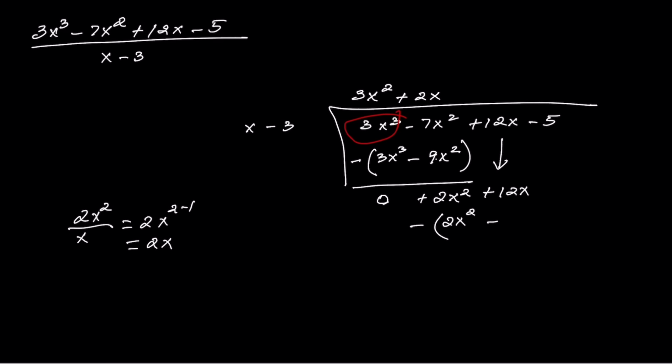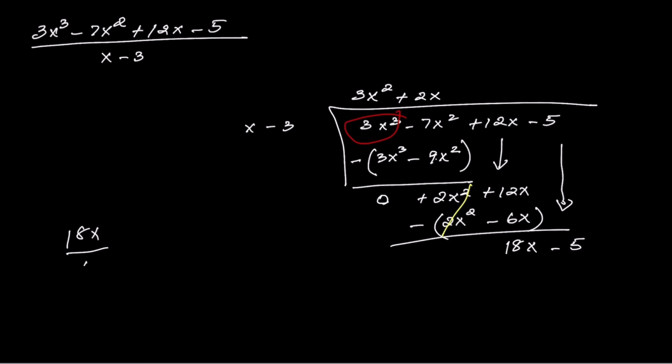Multiply 2x by x minus 3, giving 2x squared minus 6x. Subtract. The squared terms cancel. 12x minus negative 6x becomes 18x. Bring down negative 5. Next, divide 18x by x, which gives 18.